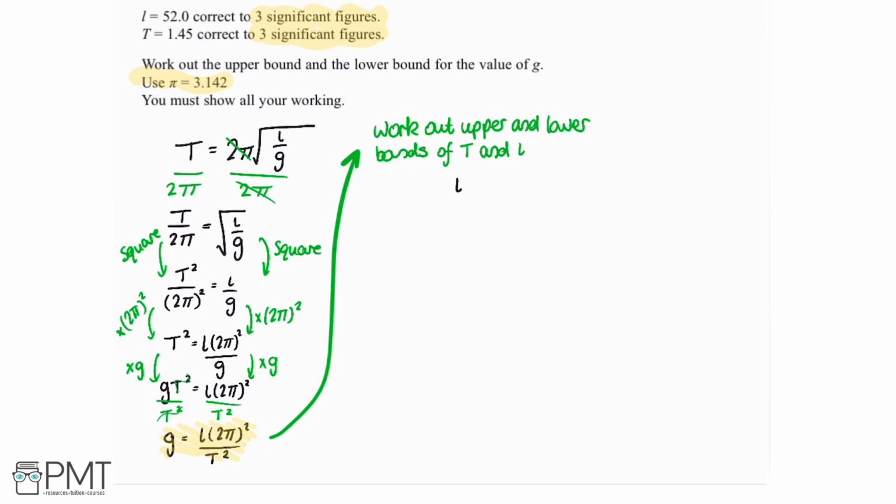So working with L first, we're told the value of L is 52.0, to 3 significant figures. If I add 0.1, we're going to have 52.1, and subtract 0.1 from L, we're going to have 51.9. So we're going to use this to help us. What's the upper and lower value we could have had for L, which means it rounds to 52.0 to 3 significant figures? Our lower bound is going to be halfway between here, so 51.95, and upper bound halfway between here, it's going to be 52.05.